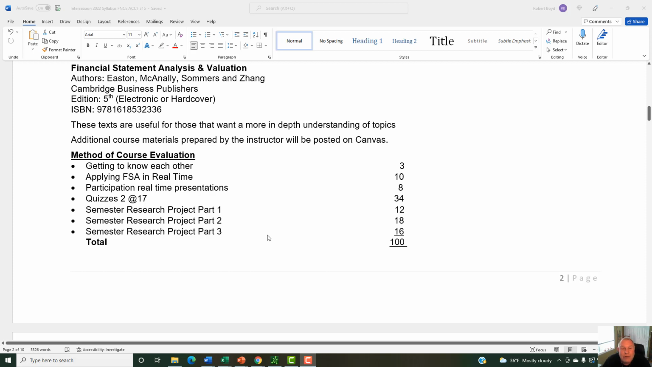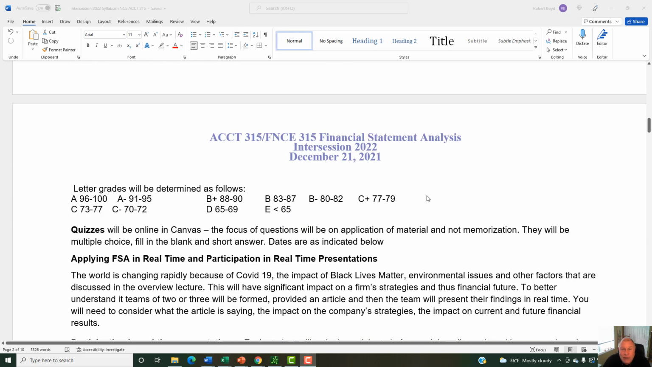What's the method of course evaluation? 1, getting to know each other, applying financial statement analysis in real time, participation in real-time presentations, 2 quizzes, a research project, which counts for a significant portion of your grade. The letter grades are going to be assigned by this. They're based on a rounded basis.